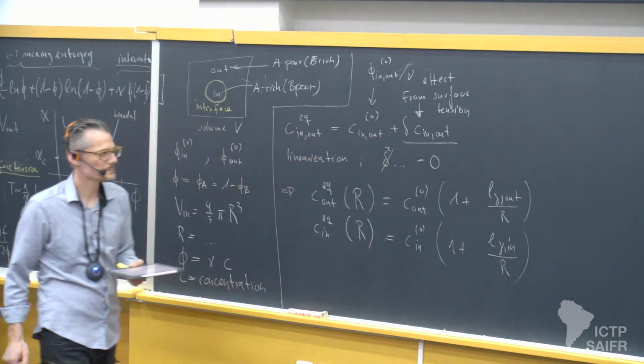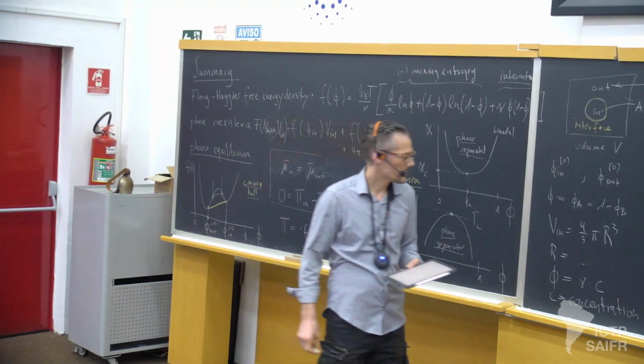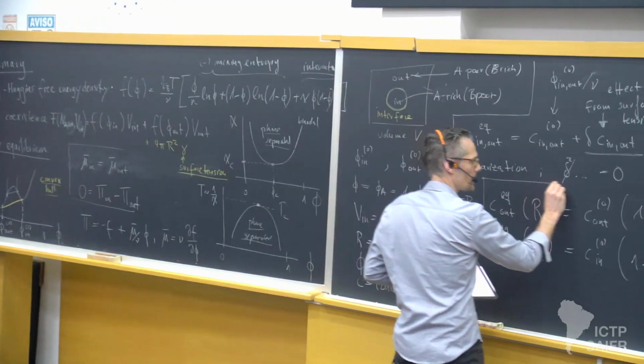And you get this. This has a very famous name. It's called the Gibbs-Thomson relationship.